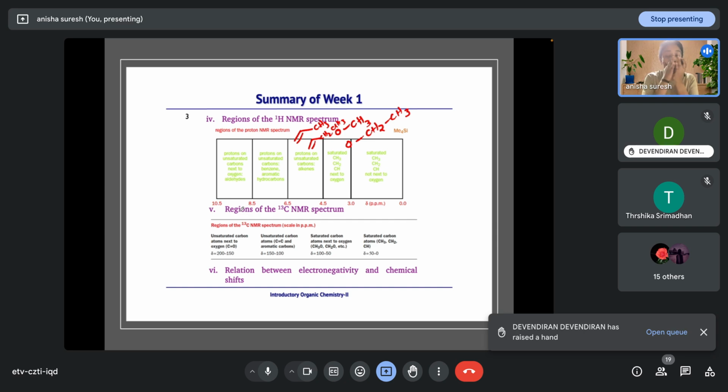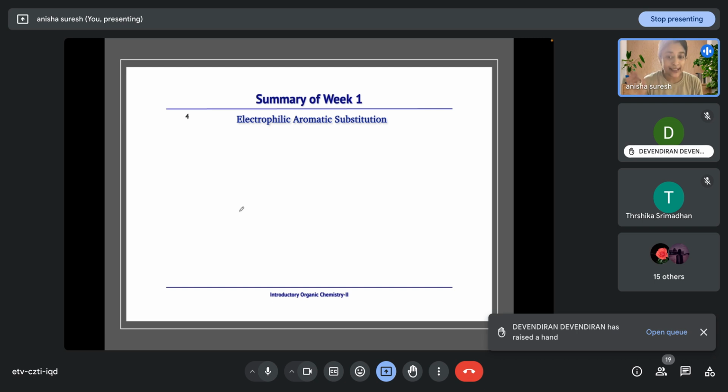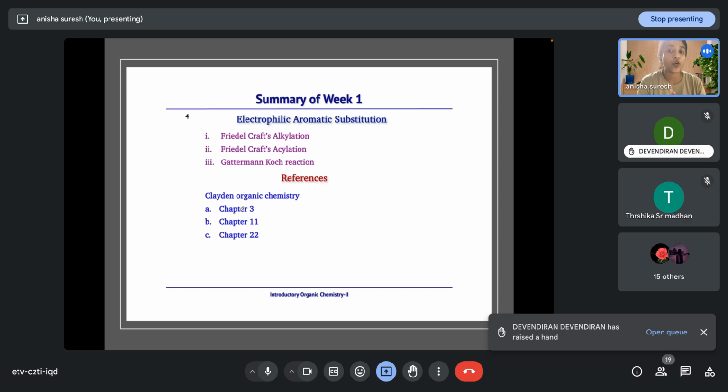Okay, if no doubts: we also discussed electronegativity and chemical shift, and how the electronegativity of atoms affects the chemical shift of protons and carbons. After the essentials of NMR spectroscopy, sir moved to electrophilic aromatic substitution reactions. Mainly we discussed Friedel-Crafts alkylation and Friedel-Crafts acylation, along with the Gattermann-Koch reaction. For further reference, it is better to follow Clayden Organic Chemistry. You can get an insight into these topics from chapters 3, 11, and 22 of Clayden Organic Chemistry.